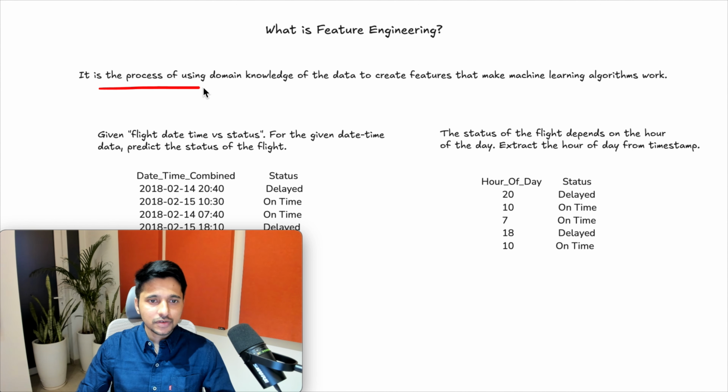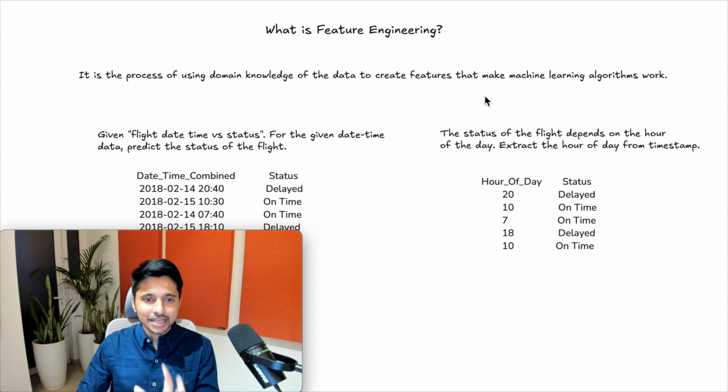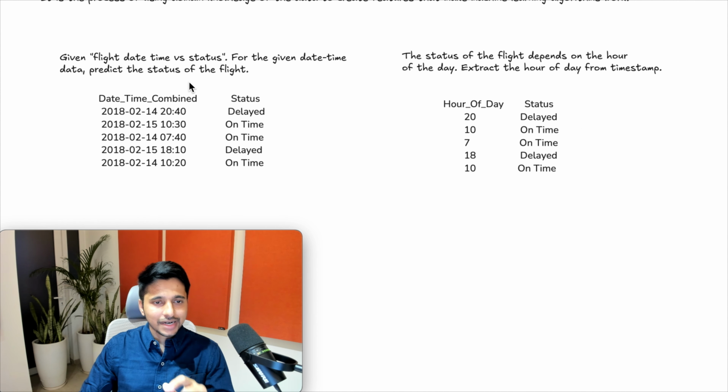So it is a process of using domain knowledge of the data to create features that make machine learning algorithms work. And now in order to understand this complete definition, we will take some examples so that we can understand what exactly feature engineering is completely in this video. So let's take this example.